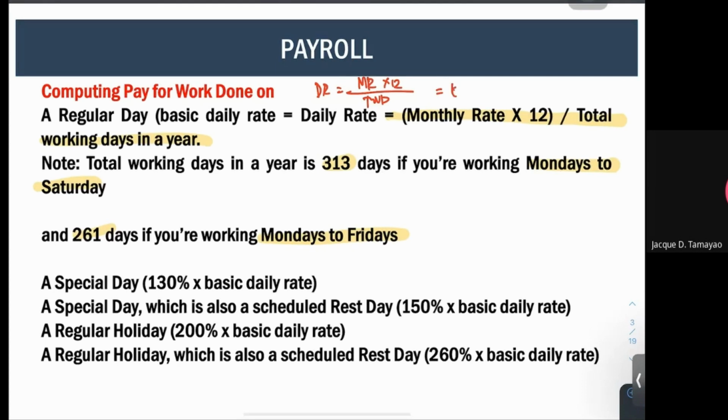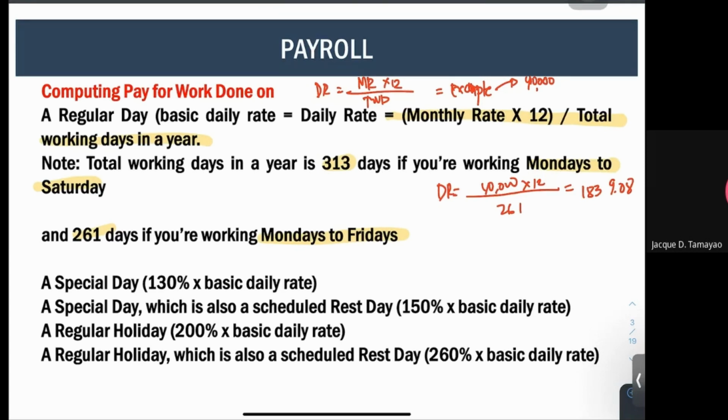So for example, our monthly rate is 40,000. Let's compute our daily rate. Daily rate is equal to 40,000 multiplied by 12 divided by the total working days in a year. We follow 261. So our daily rate is 40,000 times 12 divided by 261, so that is 1839.08. That is for our daily rate.